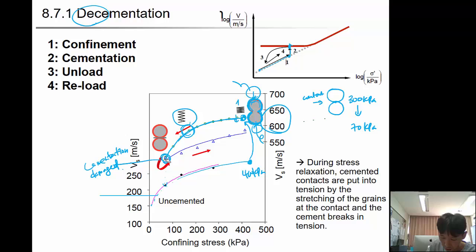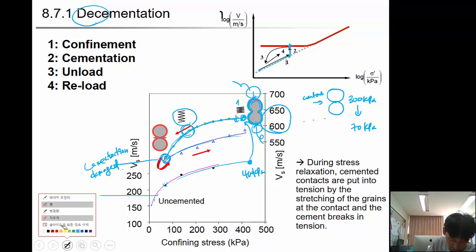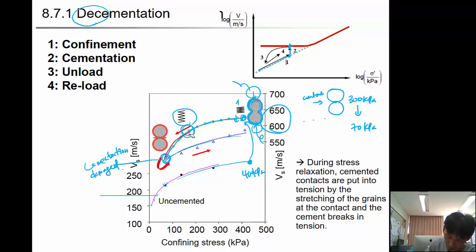So when you load it again, it didn't follow the original curve here. It didn't follow that. It followed this direction. So up to 400 kilopascal, it's still damaged. The cementation is damaged by this much. And this is called decementation.